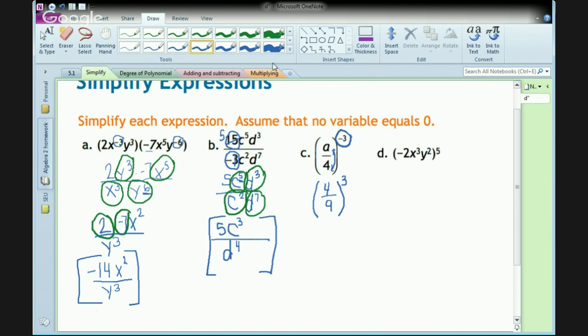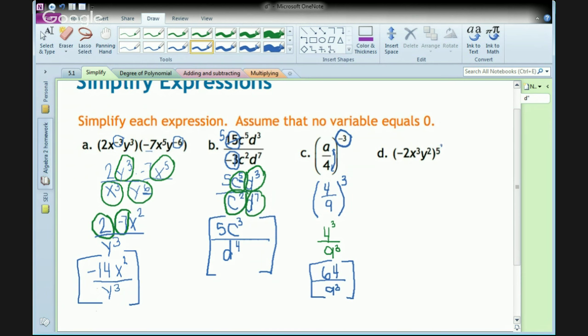But I'm not done yet. I have a degree. So now I have 4 to the third, A to the third. Now 4 to the third is different from 4 times 3. 4 to the third is 4 times 4 times 4, which gives us 64. And then we have A to the third. So we're done with that one.